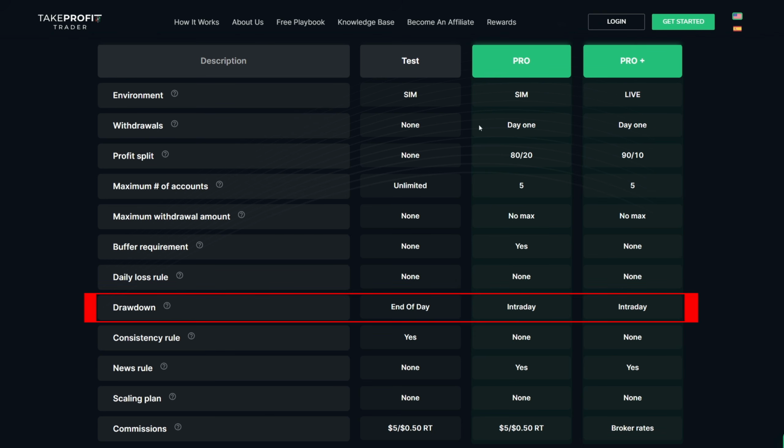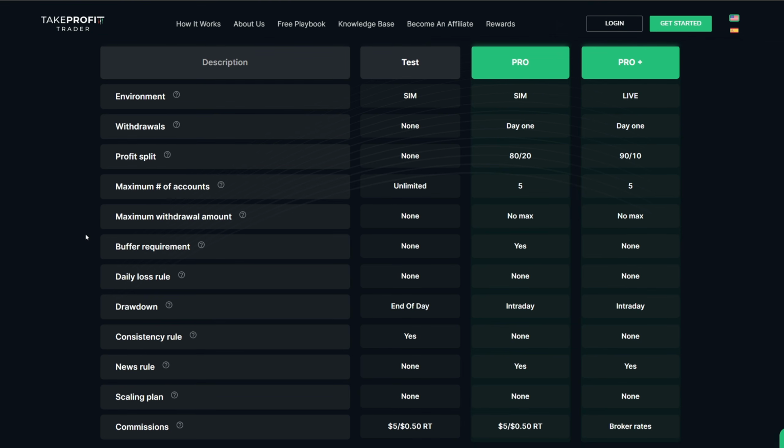So when we come down here and we start looking at the drawdown, the only two different types of drawdown that I see is end of the day drawdown and intraday drawdown. I don't see anything about a static drawdown. Now, before I actually talk about the static part of the drawdown, there's a couple things that we need to know about first. And this is where the trader on the live stream today had the question.